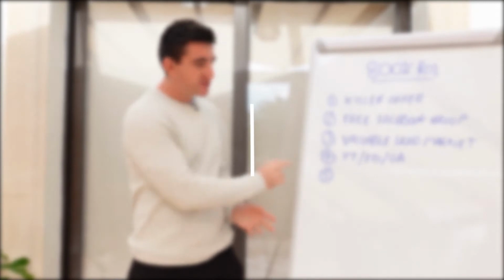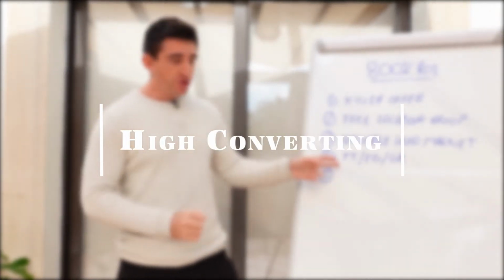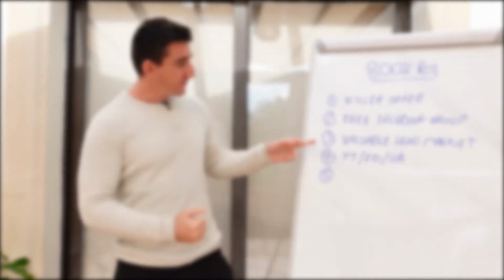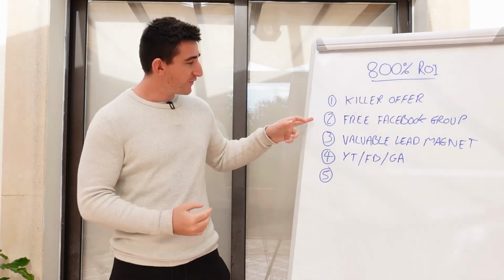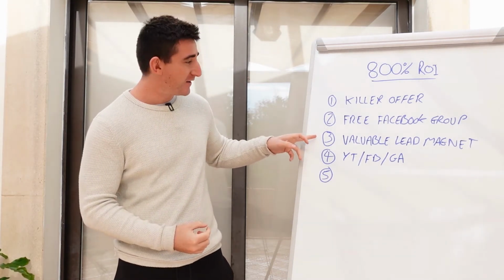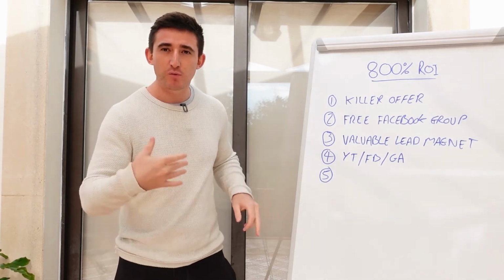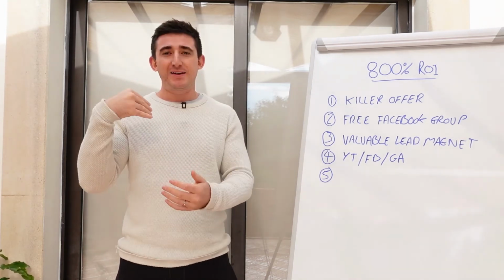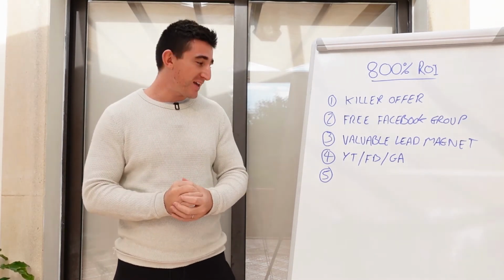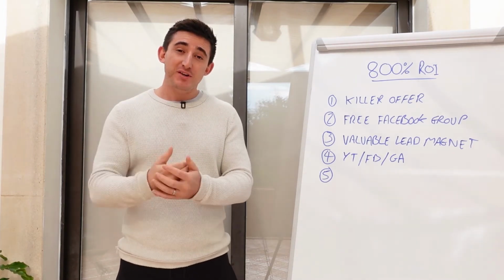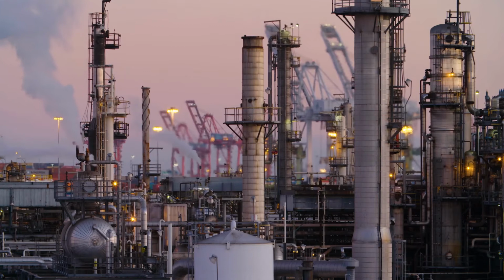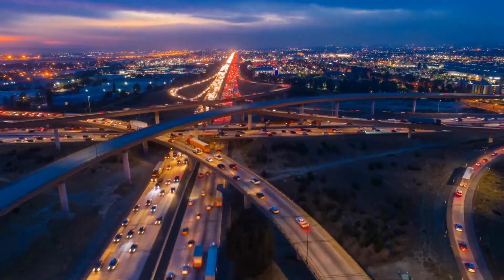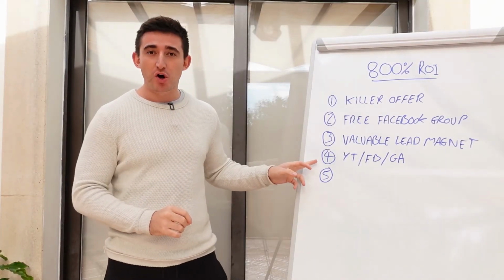Now, step number 4 is to run high converting YouTube, Facebook, or Google ads. What I mean by high converting is that if you've got a killer offer, a free Facebook group, a valuable lead magnet, all of these things are pointless unless we've got a method of getting eyes onto our offer. A great quote from a live I did the other day is that the modern day oil barons are the people who can control traffic, who can control with paid advertising and get an infinite number of eyes and ears on their business.